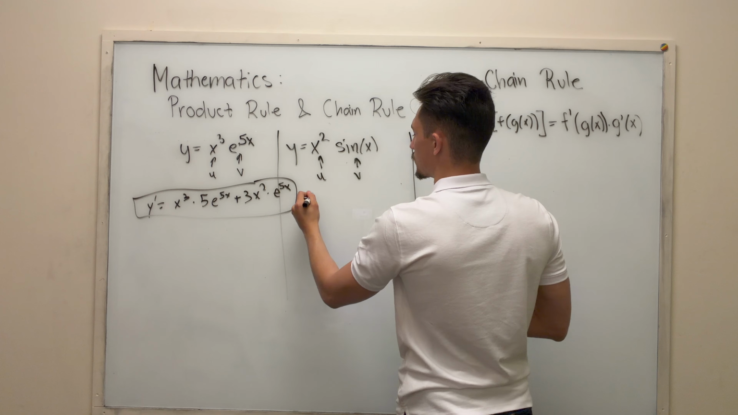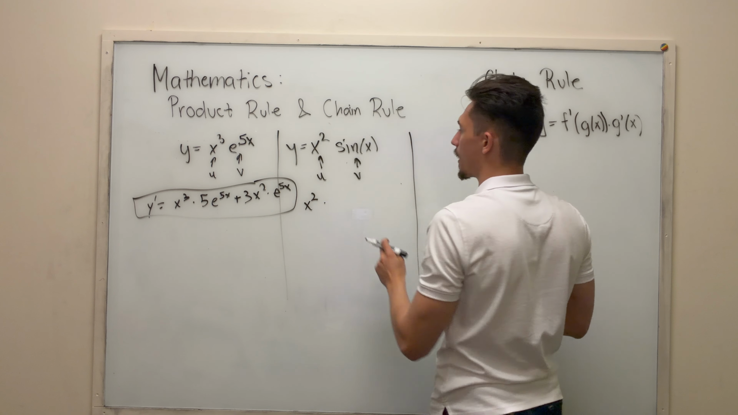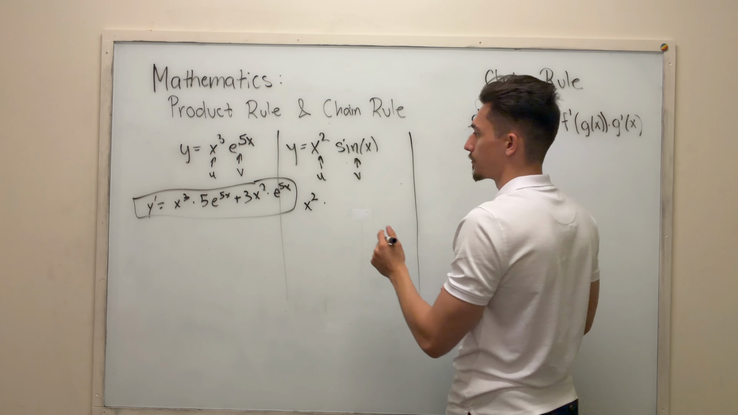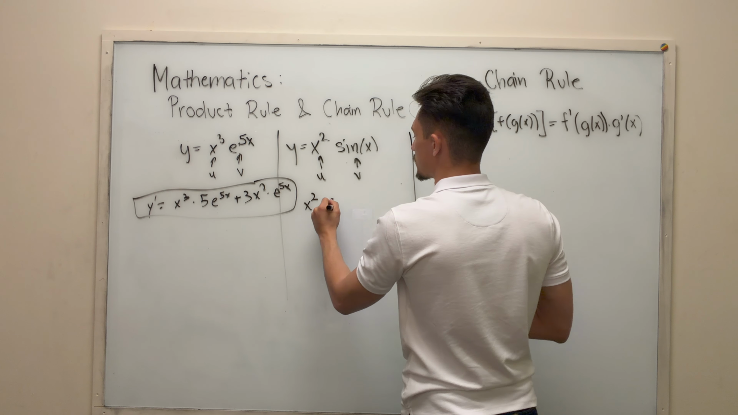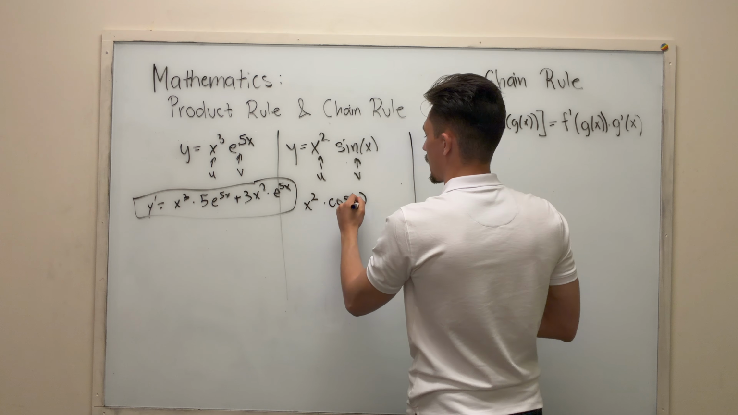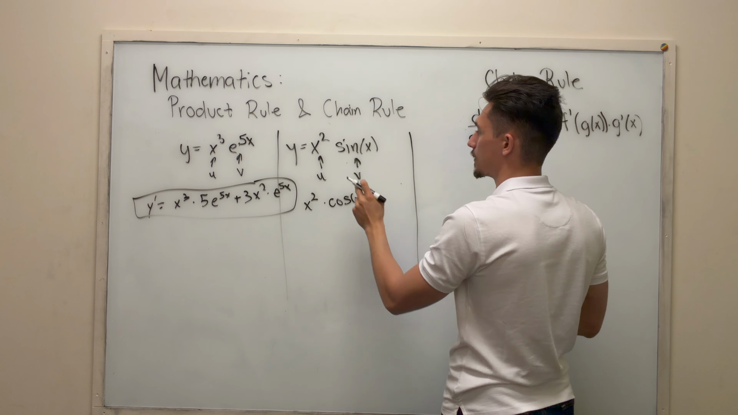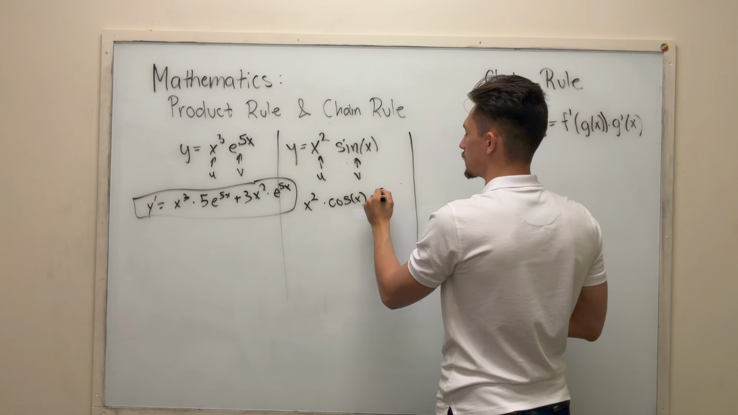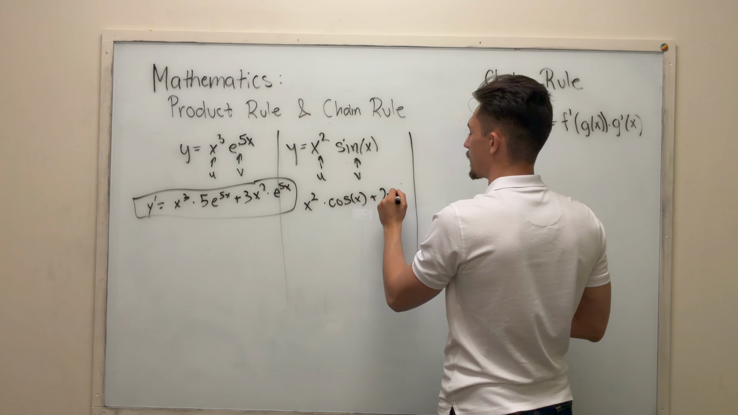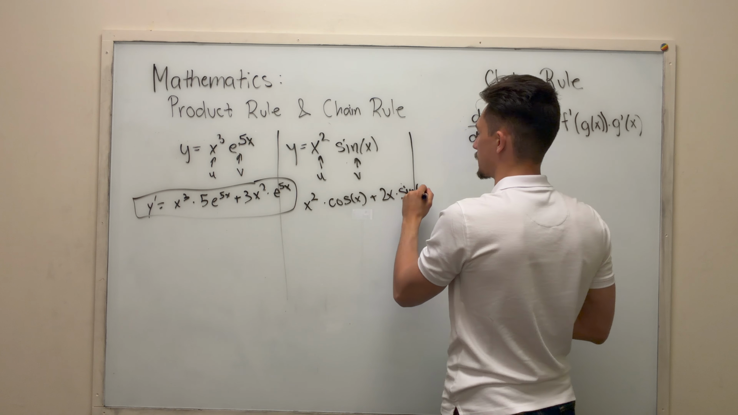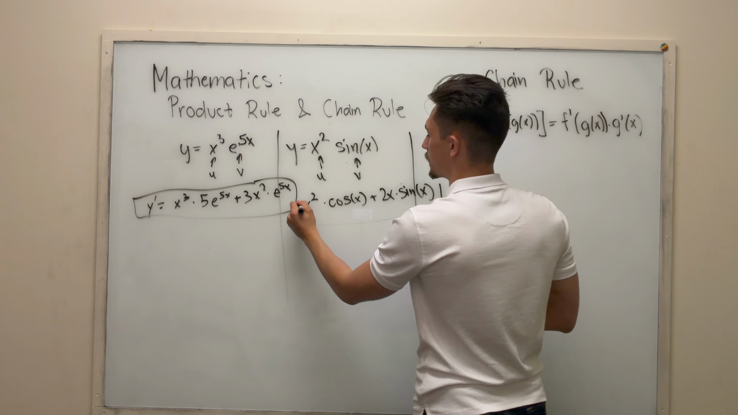So I keep my u, which is x squared, multiplied by the derivative of sine of x. If you remember, the derivative of sine of x is cosine of x. And then I add it, and now I take the derivative of the u, which gives me 2x, multiplied by sine of x. So that stays the same. That's my solution for that one.